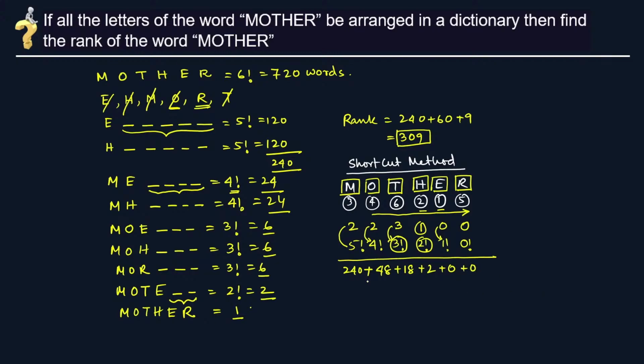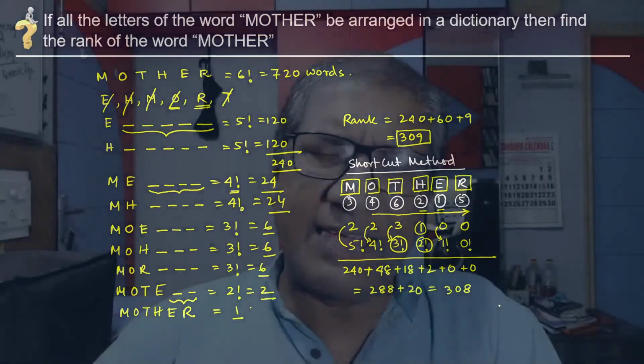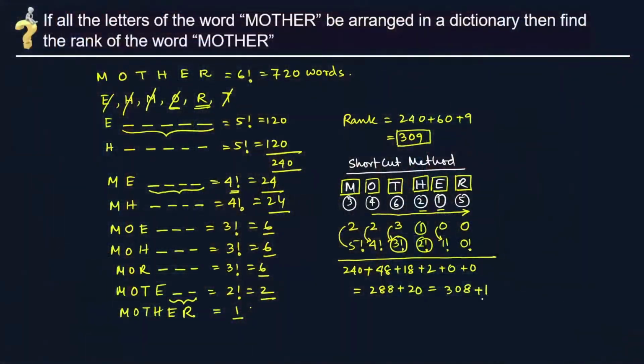So now look at it carefully. If I add those, what are you getting? 240, that is 288 plus 20. So that gives us 308. Am I correct? So now, whatever answer you got, be very careful. You simply add 1 to that answer to get the final rank of the word mother in this case.